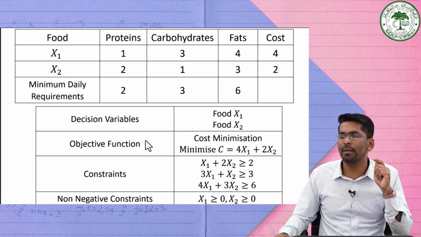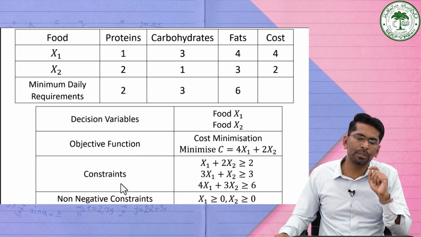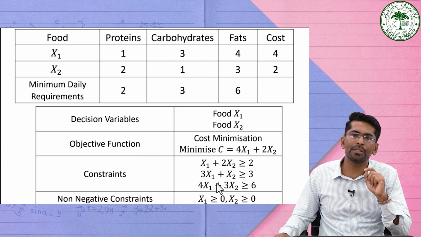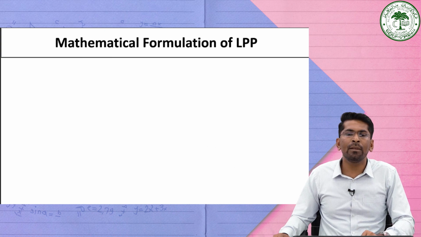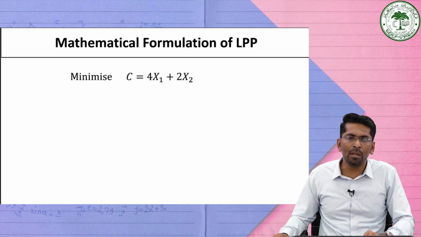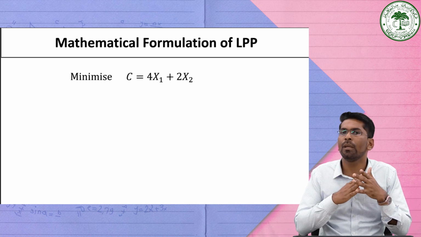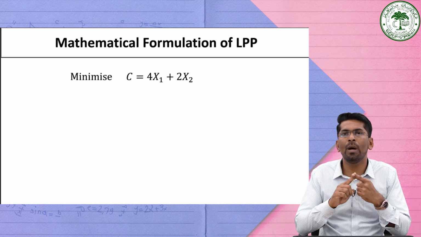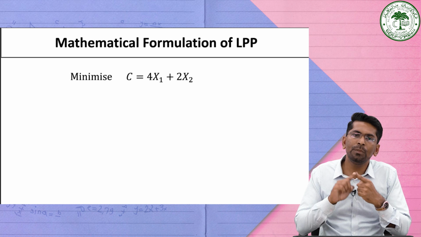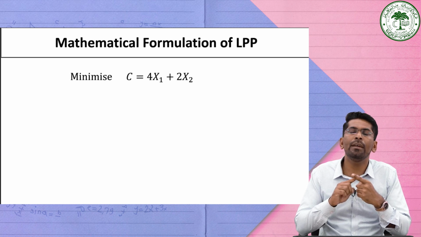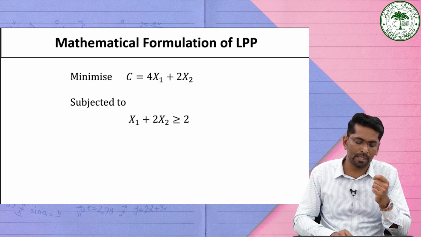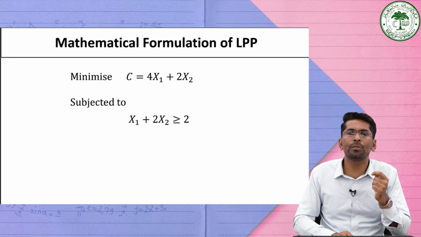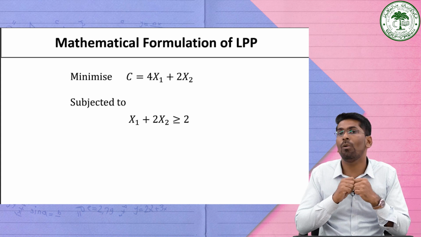We have specified our decision variables. We have identified our objective function. We have also formed the various constraints which are given in the problem, and we have also specified that the variables are non-negative. Now we can say that we have a mathematical formulation. So here I am showing, in the given problem we want to minimize the cost. The cost minimization here is 4x1 plus 2x2, subject to the system of linear constraints. The linear constraints are x1 plus 2x2 greater than or equal to 2.